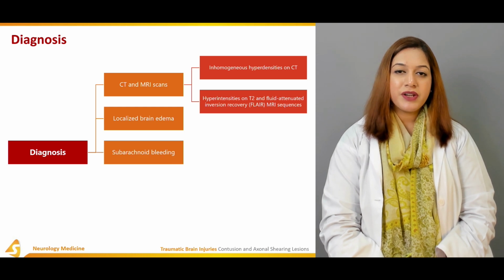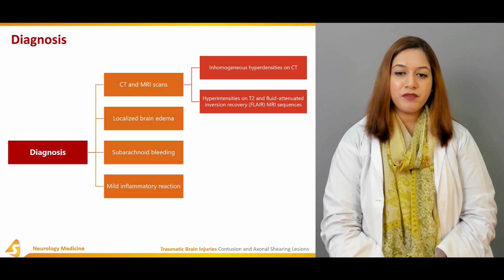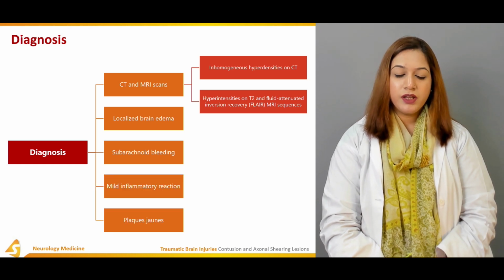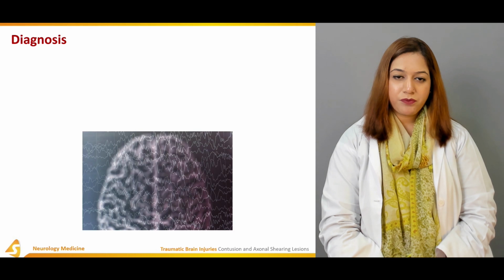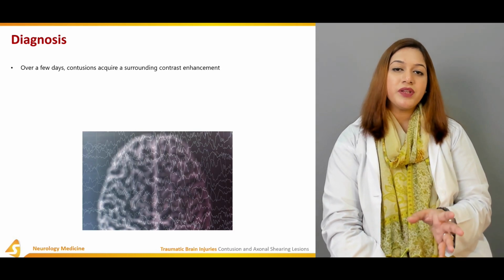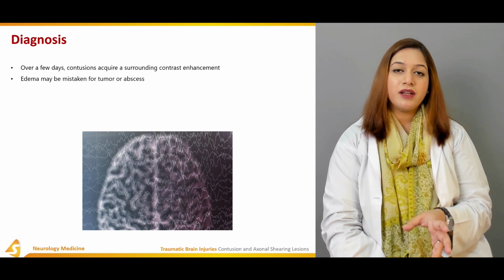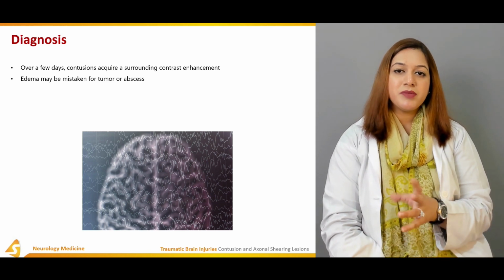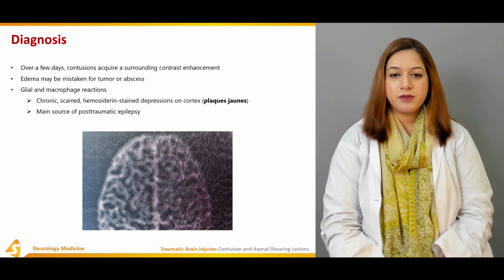In case of a subarachnoid bleeding, blood in CSF will provoke a mild inflammatory reaction, and there will be plaques jaunes due to glial reactions. Over a few days, contusions acquire a surrounding contrast enhancement, and edema may be mistaken for tumor or abscess.